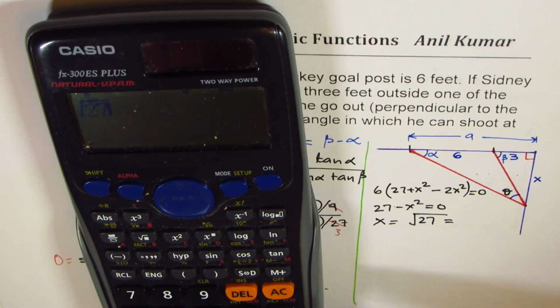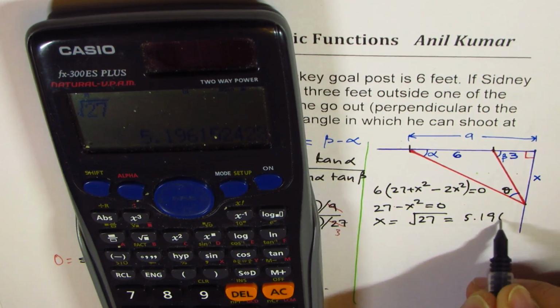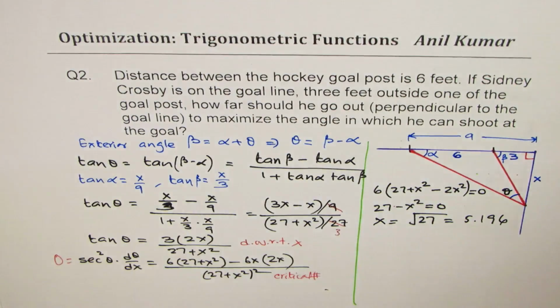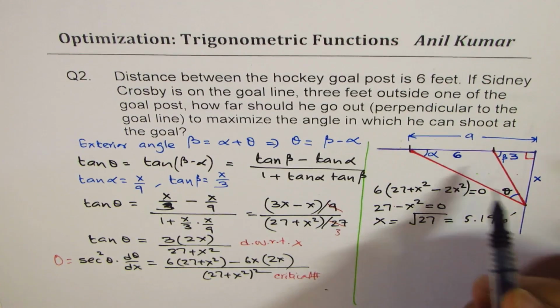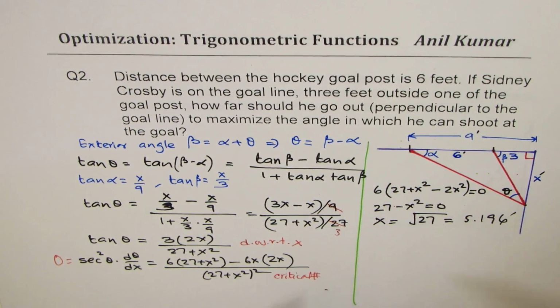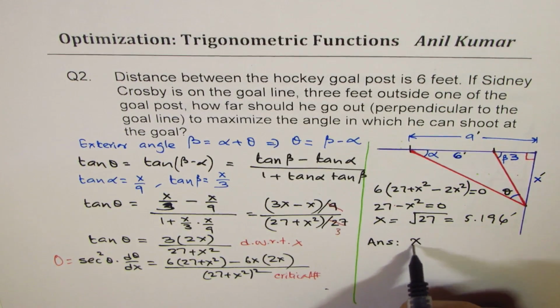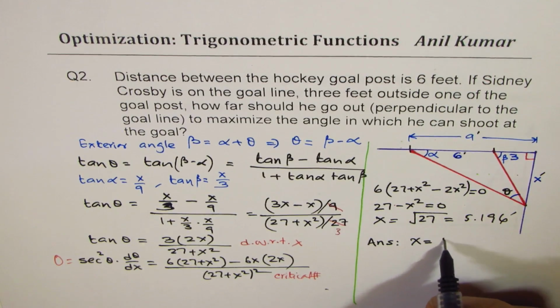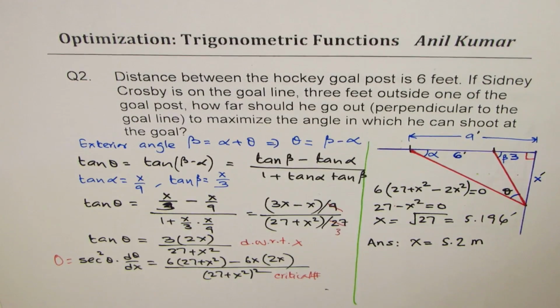Square root of 27 is equal to 3 square root 3, in decimals it is 5.196. So all are in feet, right? All are in feet in this case. To maximize the angle, x is approximately 5.2 meters. Perfect. So that is how you can actually solve this question.